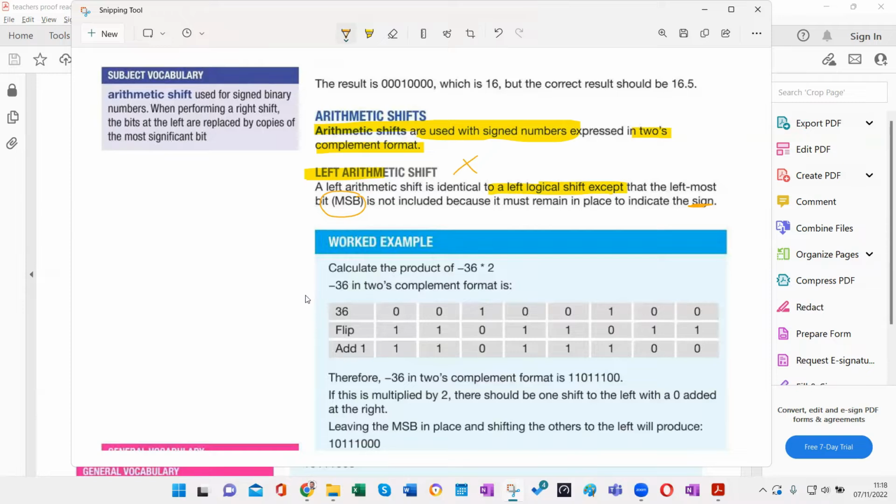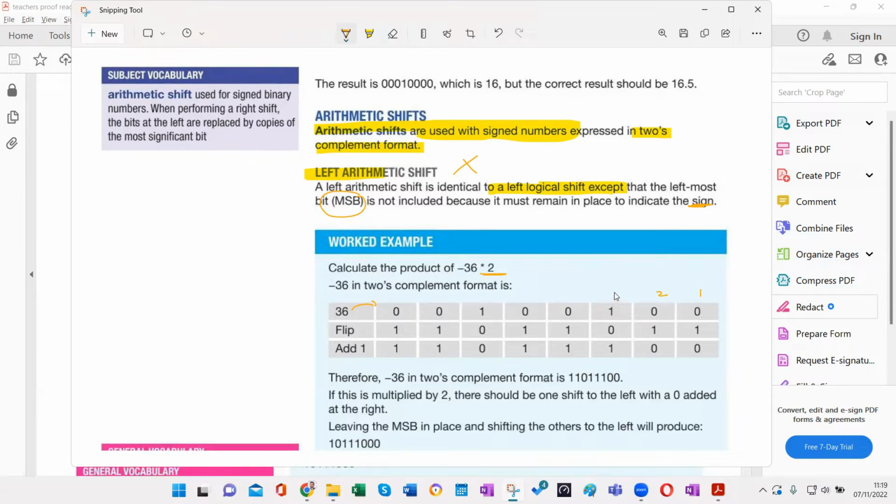Okay, so let's look at an example, right? Calculate the product of minus 36 into 2. First, keep in mind we are dealing with 2's complement values if they are negative. So this is minus 36. So we need to represent minus 36 in 2's complement form. First, we represent 36 in binary, in 8-bit binary. How do you do that? We fill the bits, right?